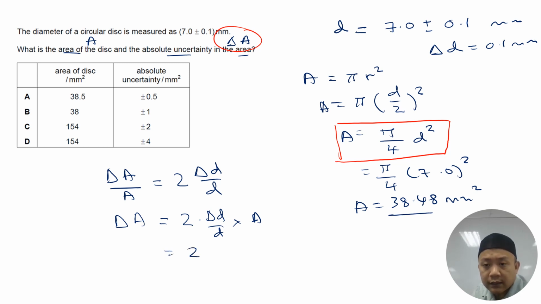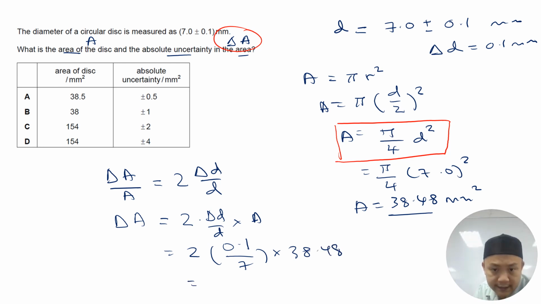So substitute the values. Delta D is 0.1, D is 7, multiplied by A, which is 38.48. Plug into your calculator, and roughly you'll get 1.0994. So what significance do we use in order to represent our delta A? It must always be in one significant figure. So when you round off this 1.0994 into one significant figure, you just get 1.